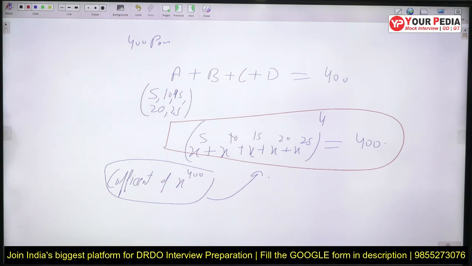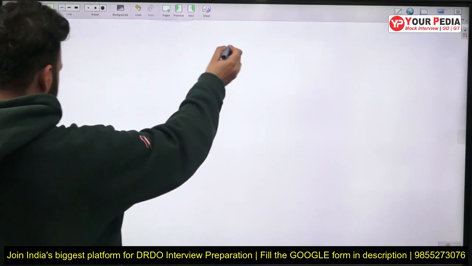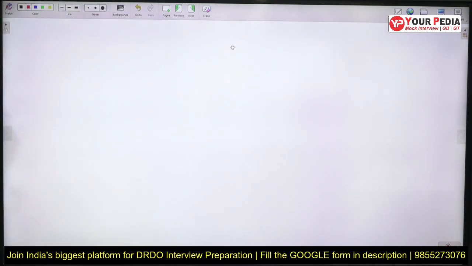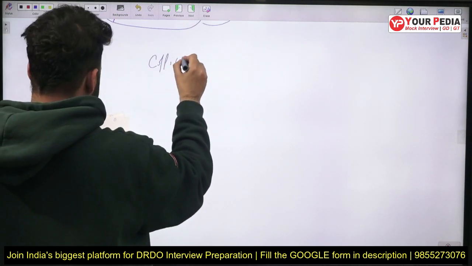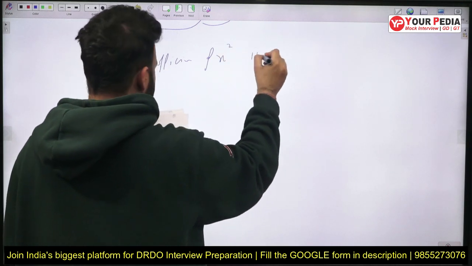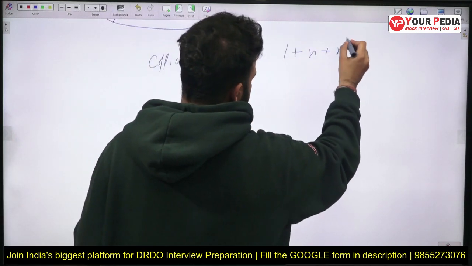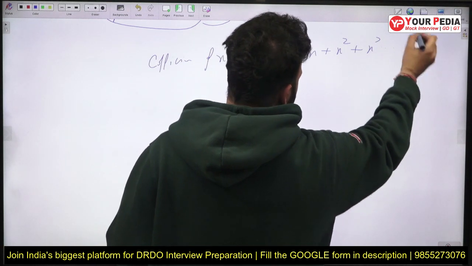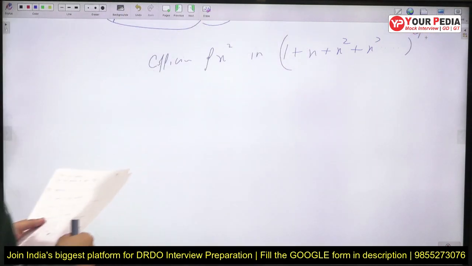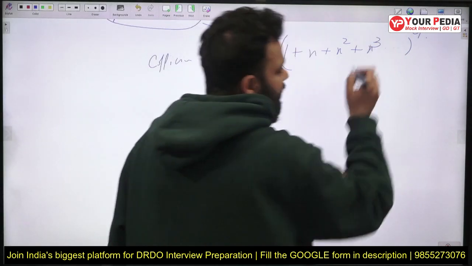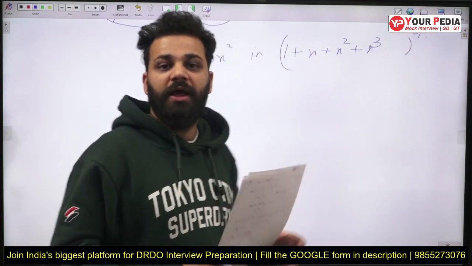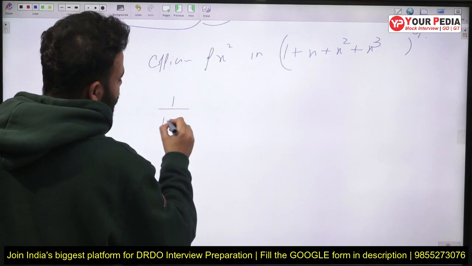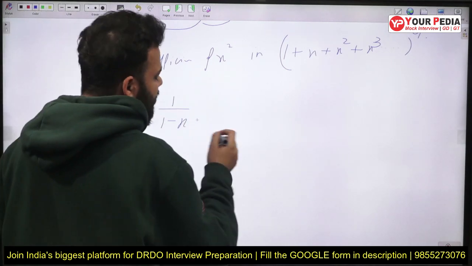Now let's try to solve another problem. The next problem says: find the coefficient of x raised to power 7 in (1 plus x plus x squared plus x cubed and so on) to the power 4. One thing you need to understand first is that 1 plus x plus x squared plus x cubed and so on is the expansion of which generating function? 1 divided by 1 minus x.